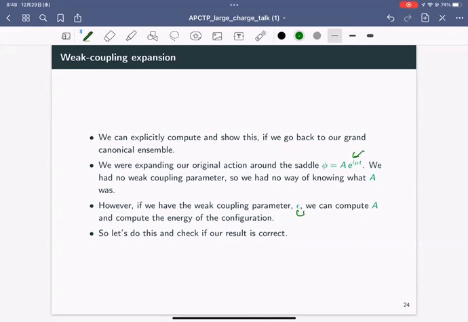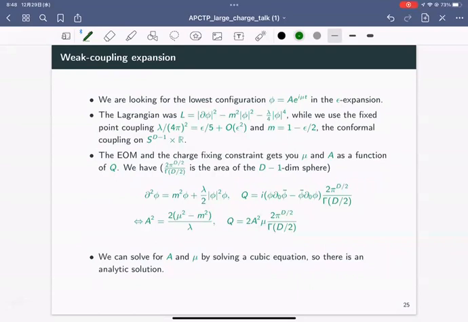So let's do this. It's going to be a little complicated. We're looking for the lowest configuration, like the helical configuration, in the epsilon expansion. The Lagrangian was the original Lagrangian, where lambda is of order epsilon, and M is the conformal coupling. And lambda is epsilon, I mean, the coupling constant at the infrared fixed point. You can use the equation of motion and the charge fixing constraint, and you can get mu and A as a function of Q, meaning this is the equation of motion, and this is the charge fixing constraint.